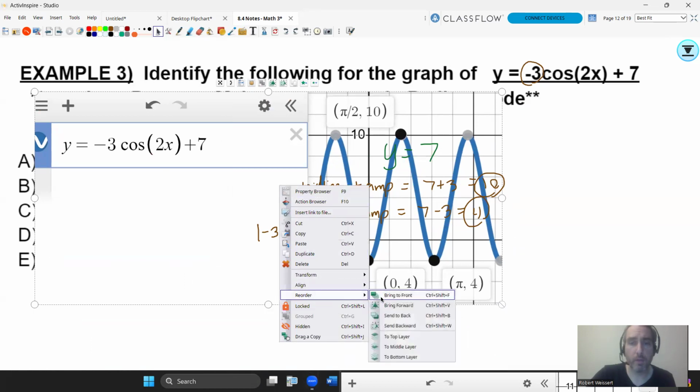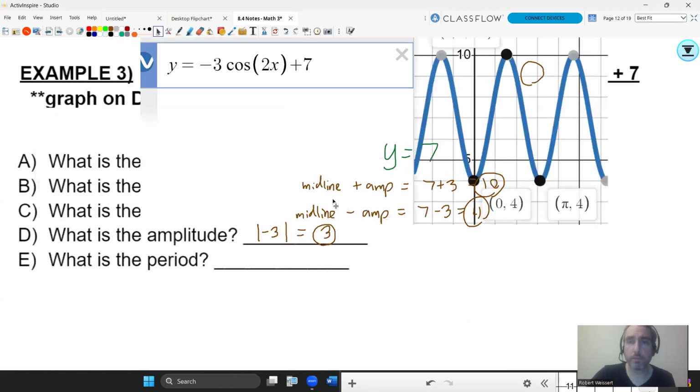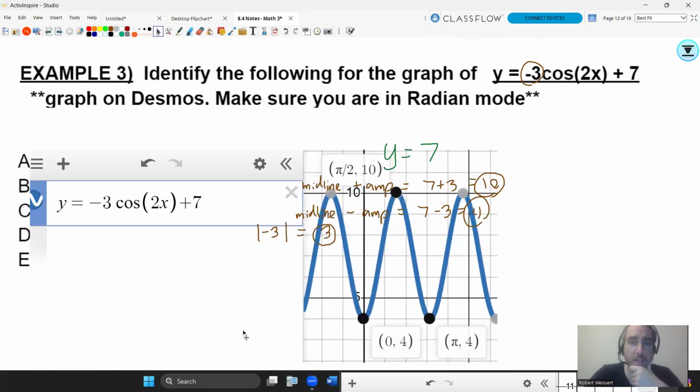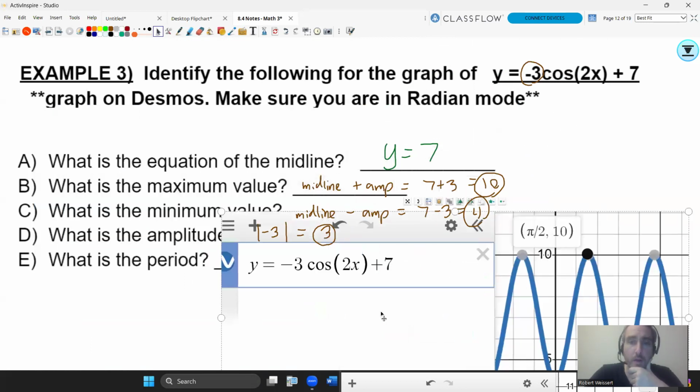So here we go. We got this right here. Yeah, so our maximum value is going to be at 10. Our minimum value is at 4.